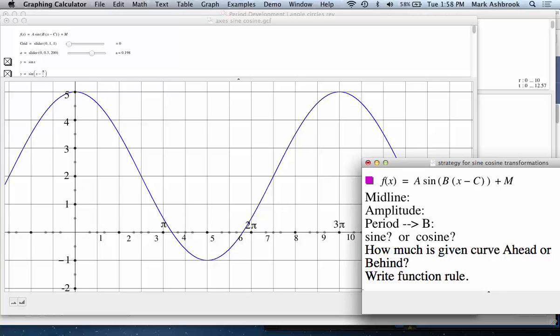Okay, Con, midline. Did you get the midline? Two? What do you think? Is it two? Yep, it's 2. And so because it's a line, we're going to write it as y equals 2. Okay, and keep going, Con. What's the amplitude?